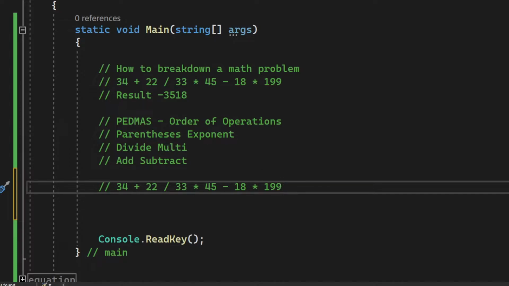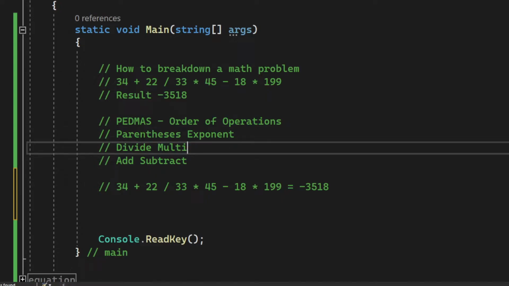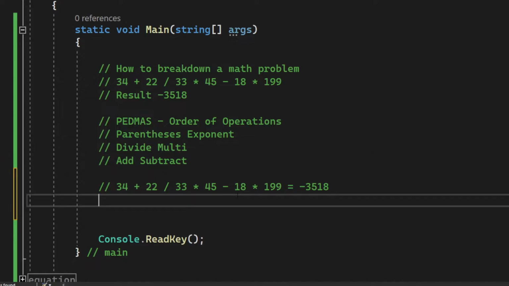In order to get the result that we want, which I've already calculated using a tool that I'll show off in a little bit, the result is going to be negative 3,518. In order to achieve that, we need to make sure to follow PEMDAS. This stands for parentheses, exponents, divide, multiply, add, and subtract. This is the order of operations, the order in which we perform these mathematical operations in order to get the proper result. We'll go through these too.